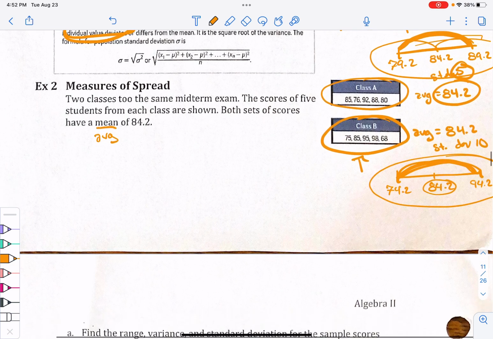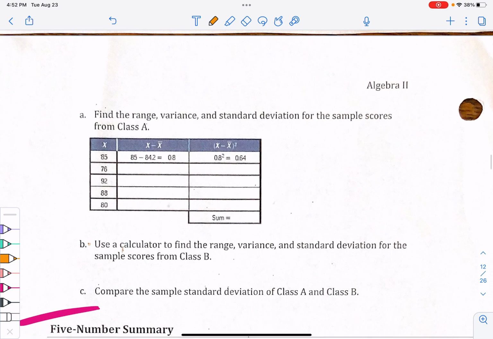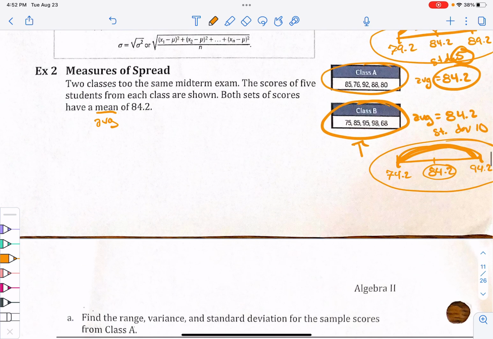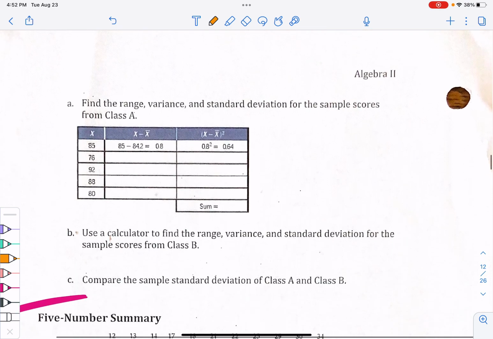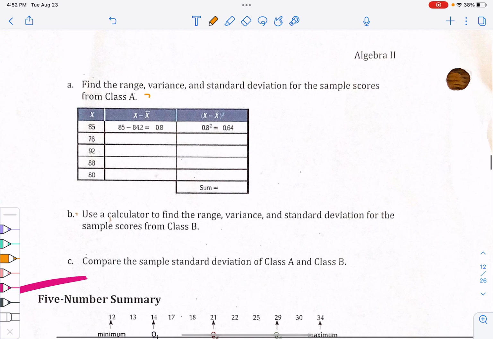We're going to actually calculate standard deviation for one of them on the backside, okay? So we're going to actually do the standard deviation, and we need to remember that Class A had an average of 84.2. That's what we're going to use on the backside, okay? So Class A, the average was 84.2, okay? So here's how this works.